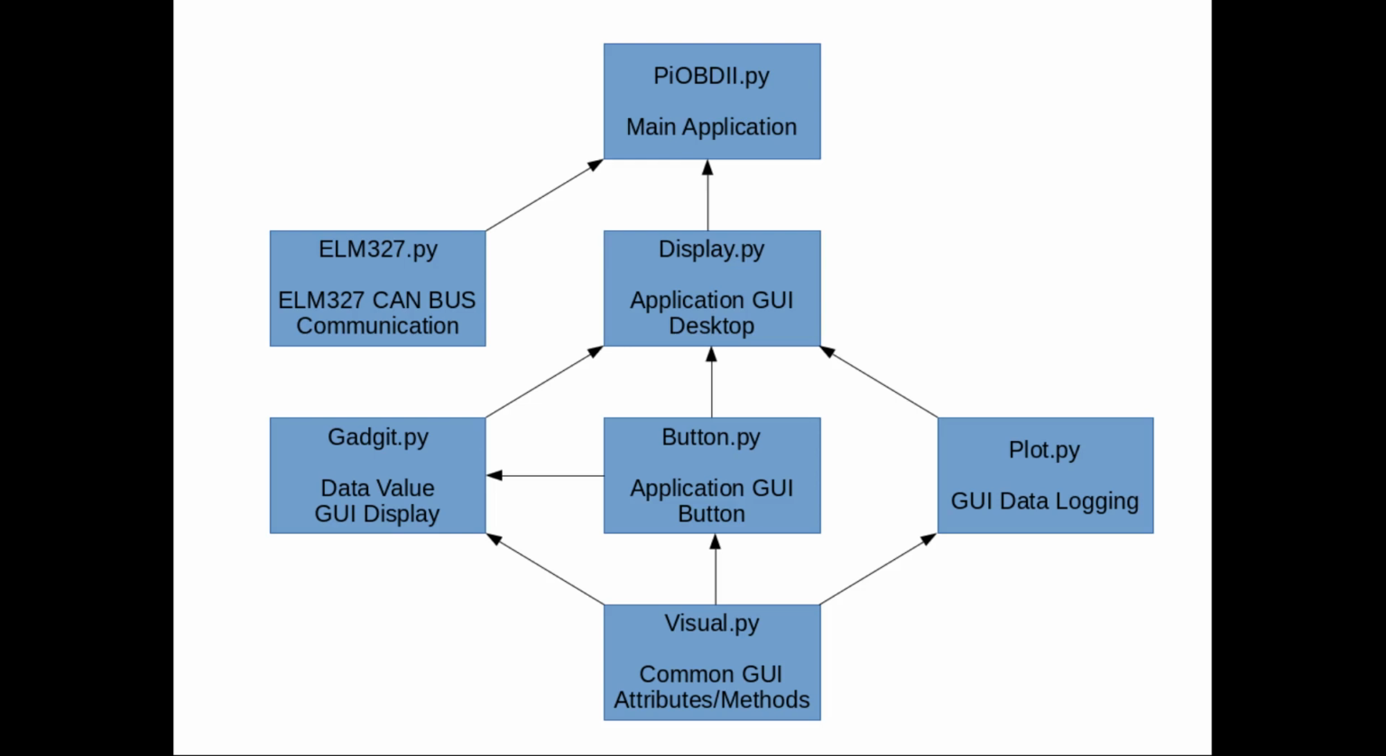So the main application decides what data it wants from the ECU, asks for it, and then once it's got it back, the main application then tells the display how it wants to display it. So that's the kind of hierarchy of the classes which are in the application at this point.